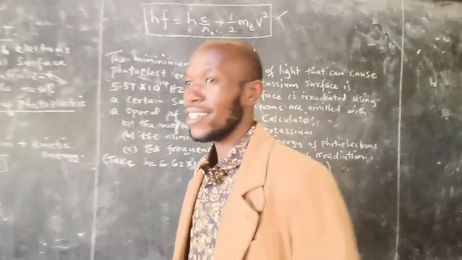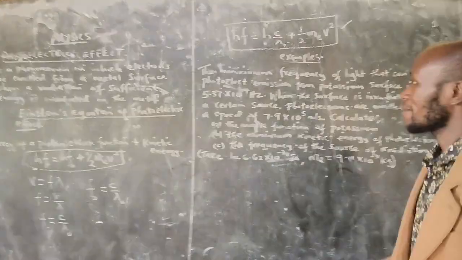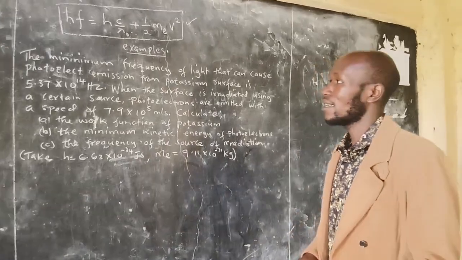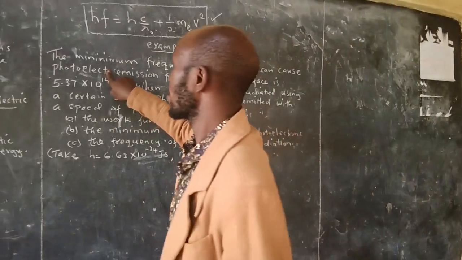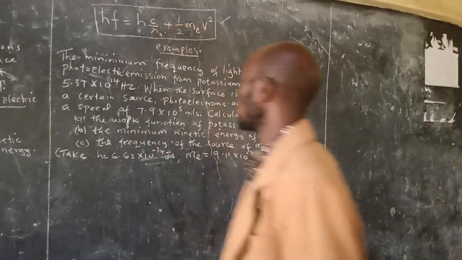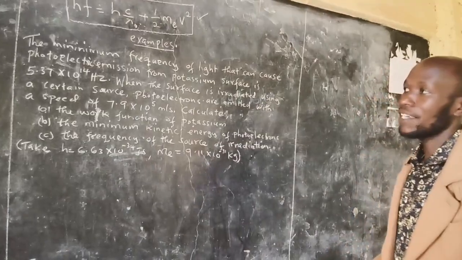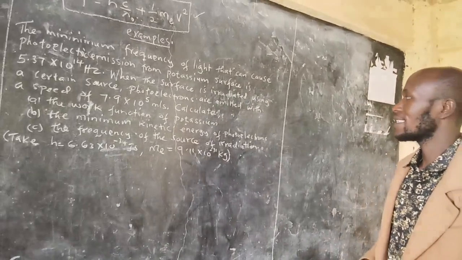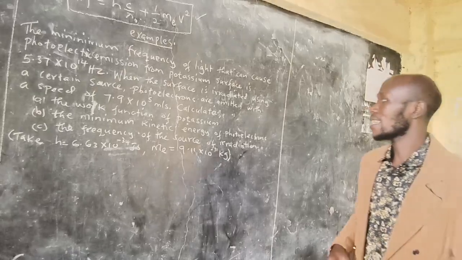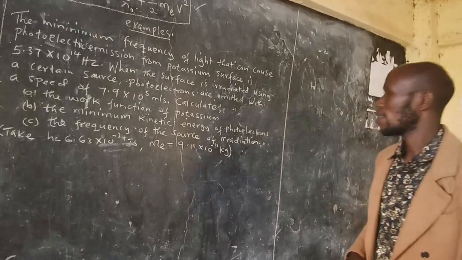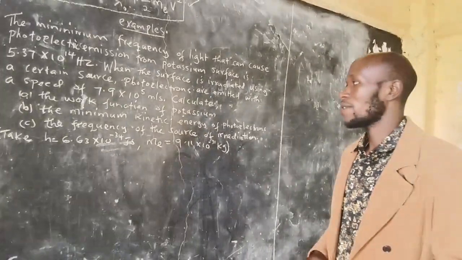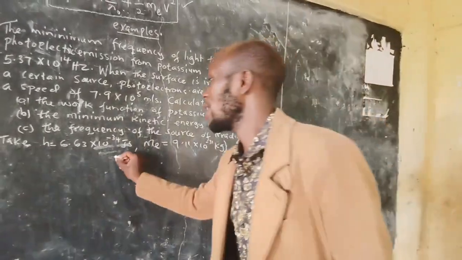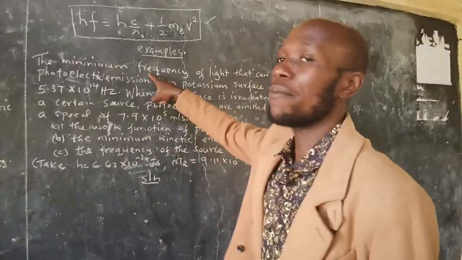Now, you have written the question. Let us read the question. The minimum frequency of light that can cause photoelectric emission from a potassium surface is 5.37 times 10 raised to power 14 Hertz. When a surface is irradiated using a certain source, photoelectrons are emitted with a speed of 7.9 times 10 raised to power 5 meters per second. Calculate the work function.